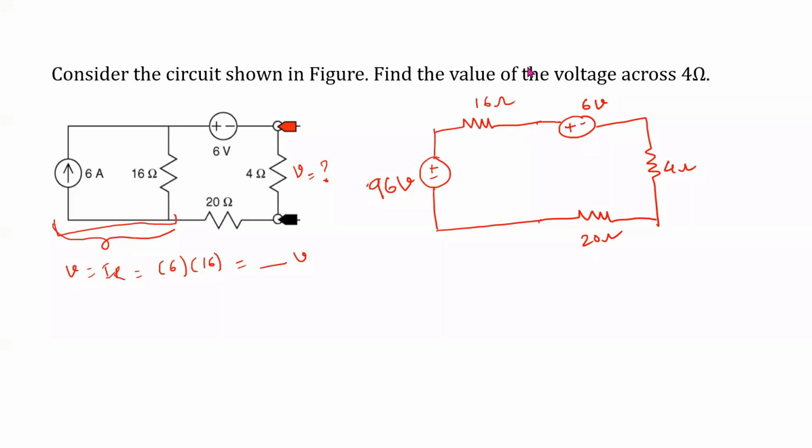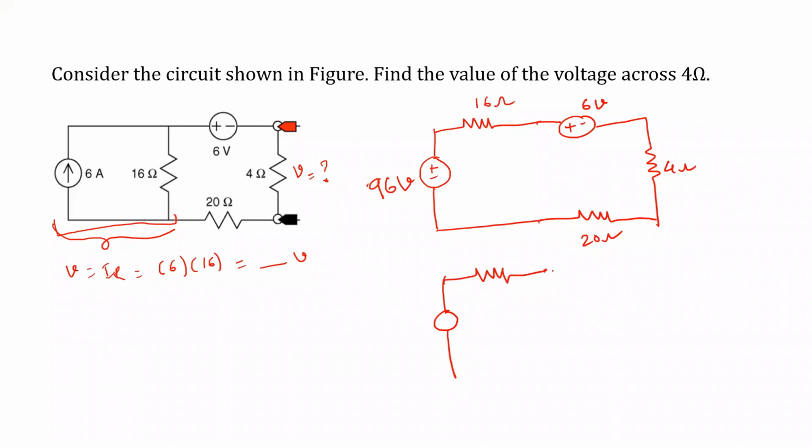Next, what could be the next conversion? See, two voltage sources, they are connected in series. 96 volt and 6 volt, they are connected in series. These two can be converted into a single voltage source.